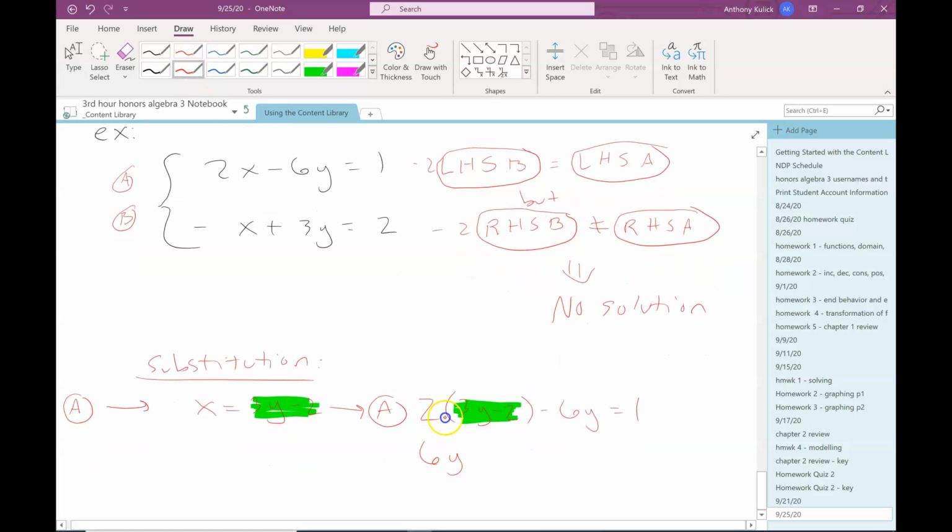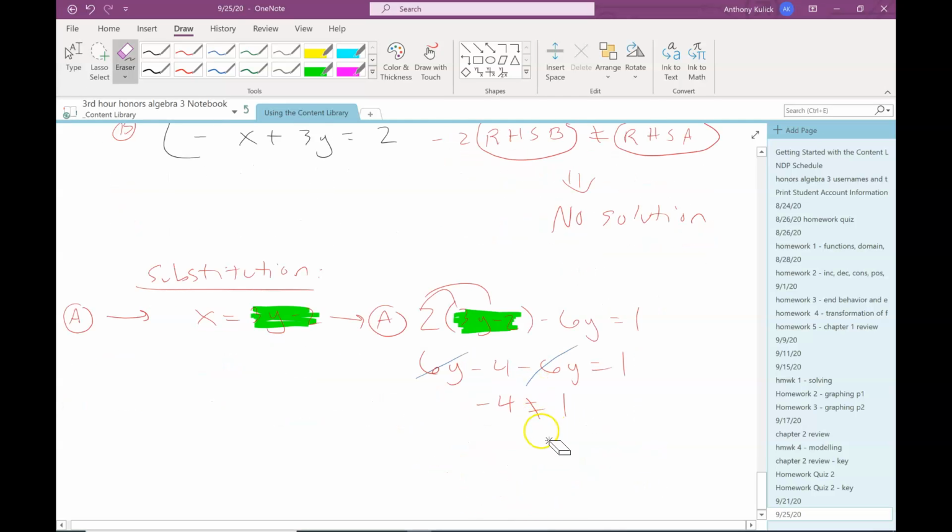And when I distribute the 2 through, I get that. The 6y and -6y cancel. And I get that -4 is equal to 1. Is that true? No. So that's our indicator that this is no solution. If you get a nonsense answer, like 5 is equal to 8, or 0 is equal to 1, or whatever, that tells you no solution, and you're done. Is everybody okay with that idea?